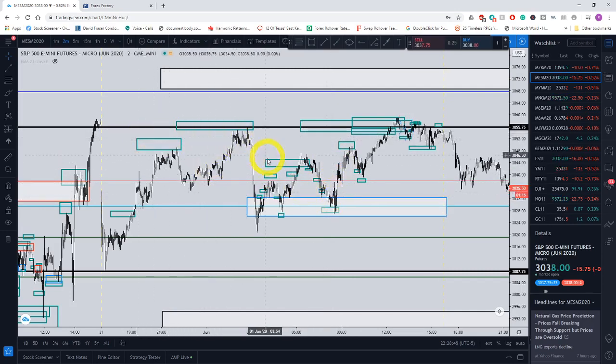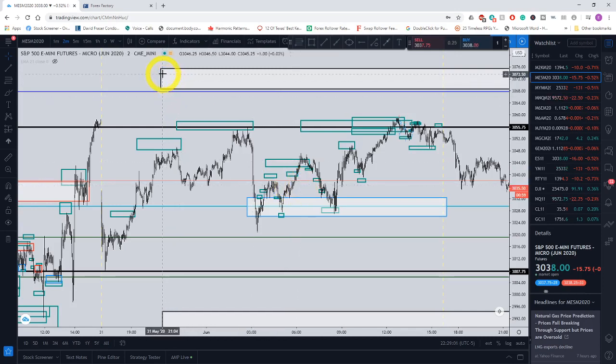So I like to mark those. Those tend to be a good support and resistance area. Obviously, not always they are, but they do provide a good barometer for where you can expect at least some initial either support or resistance when price comes down to them.